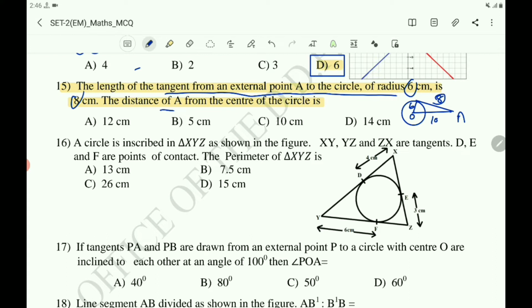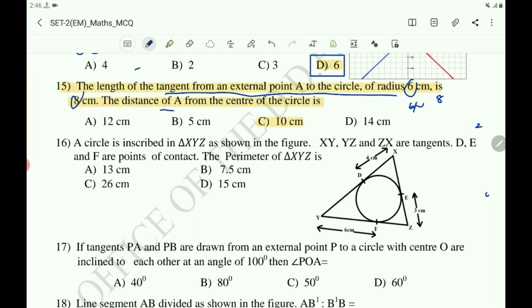Or otherwise use the Pythagoras theorem and get it. You know that OA square equals 6 square plus 8 square, that equals 36 plus 64, so OA square equals 100. Then OA equals the square root of 100, that equals 10. 10 centimeter is the answer. Option C. Which is the answer? Option C is the answer.